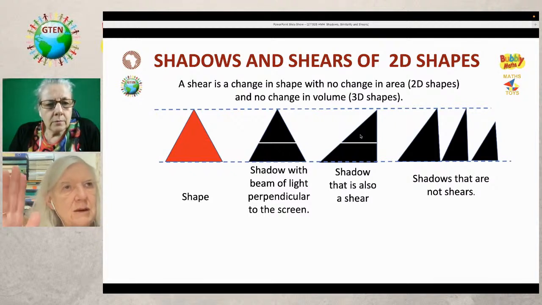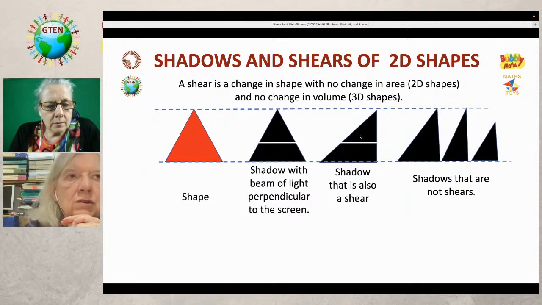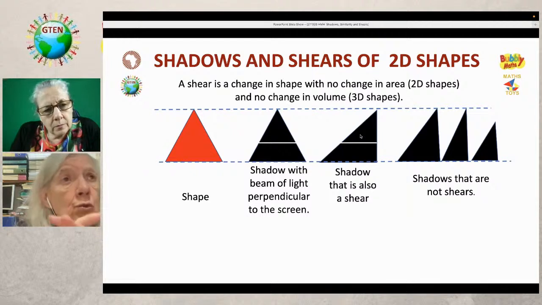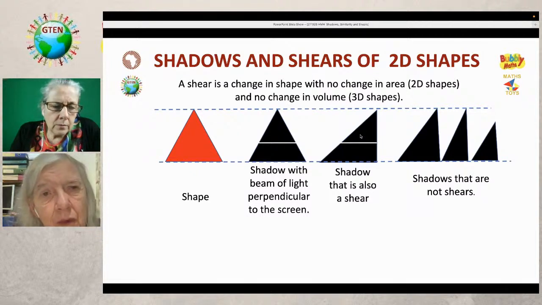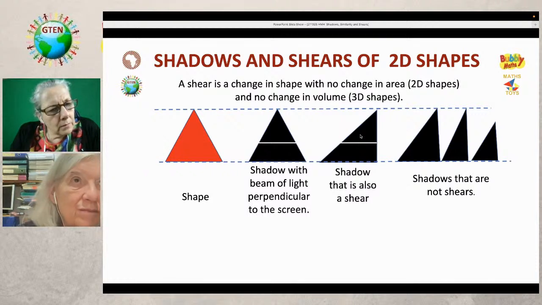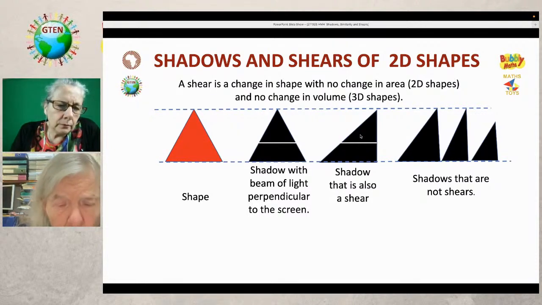It will retain its overall shape and, once the earthquake has passed, return to how it was before. And so what we say about a shear is that it's a change in shape, if it's a 2D shape, with no change in area, and if it's a 3D shape, with no change in volume. Okay, all right.